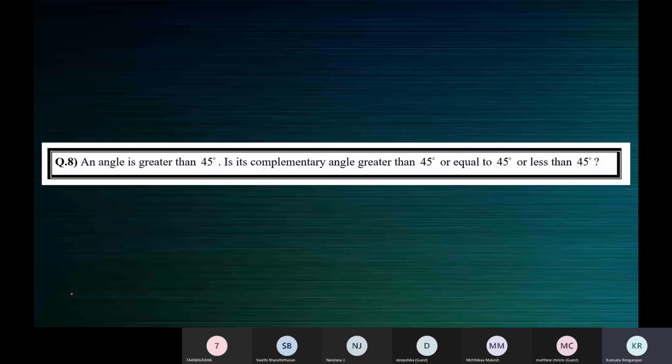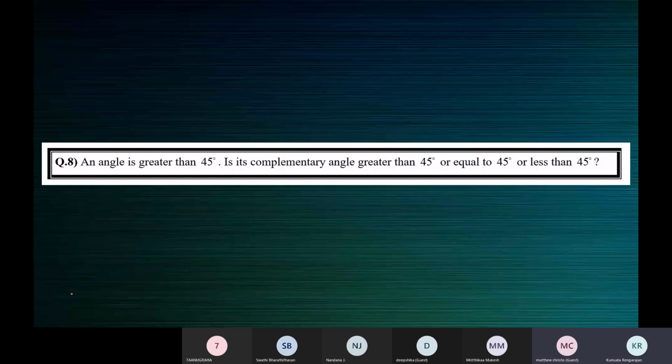What about this one? An angle is greater than 45 degrees. Is its complementary angle greater than 45 degrees, equal to 45 degrees, or less than 45 degrees? Ma'am, lesser than 45 degrees. Children, all of us should take an example. Ma'am, equal to 45, ma'am.